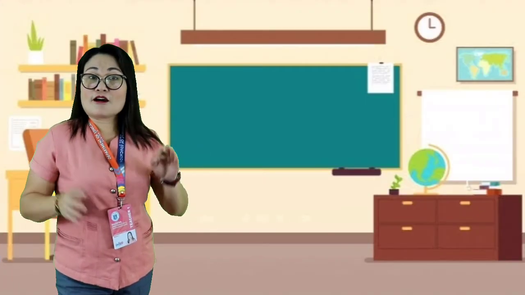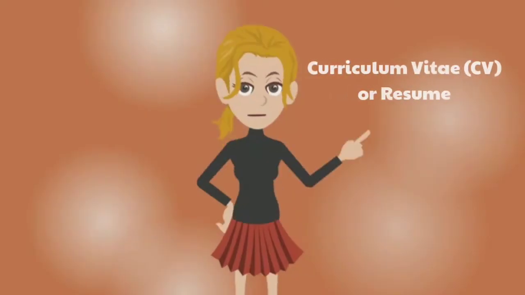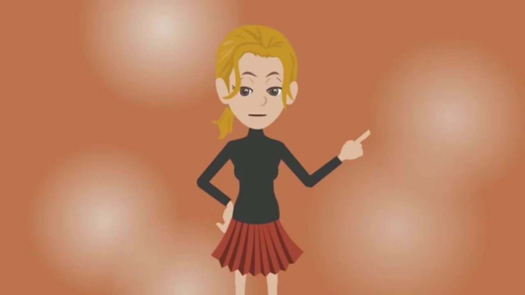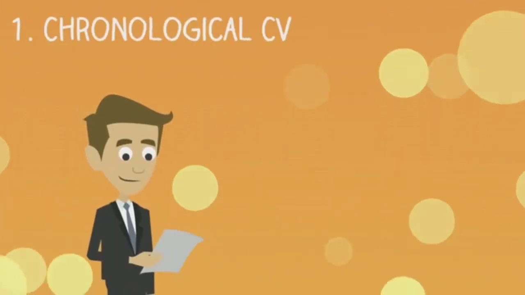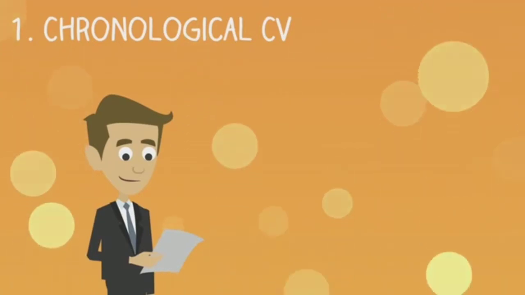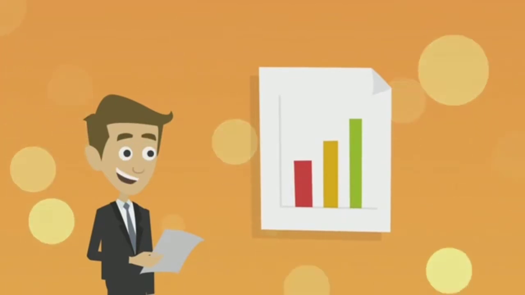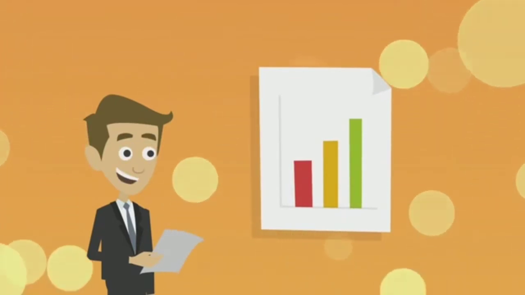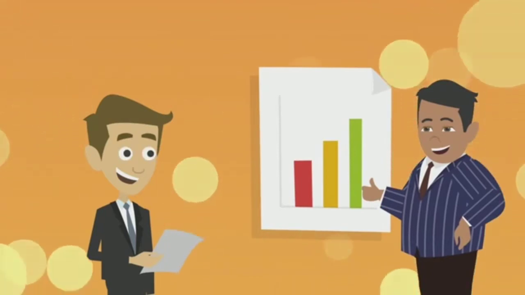Again, what are the 3 types in writing a resume? There are 3 types of CV formats used today. Here they are. Chronological CV. This format is the most used today as it is easy to read and clearly defines the job seeker's work progression over the years. In other words, it does not hide anything. Most recruiters are happy when they receive such kind of CVs.